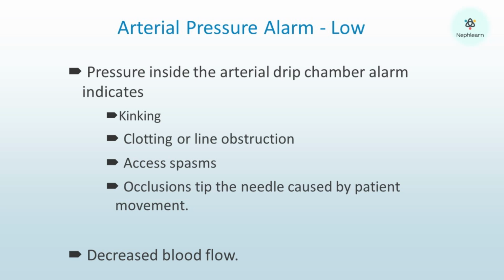When the pressure inside the arterial drip chamber is below the set alarm limits, it indicates kinking, clotting or line obstruction, access spasms, occlusions at the tip of the needle, and sometimes these may be caused by patient movement. There is decreased blood flow.